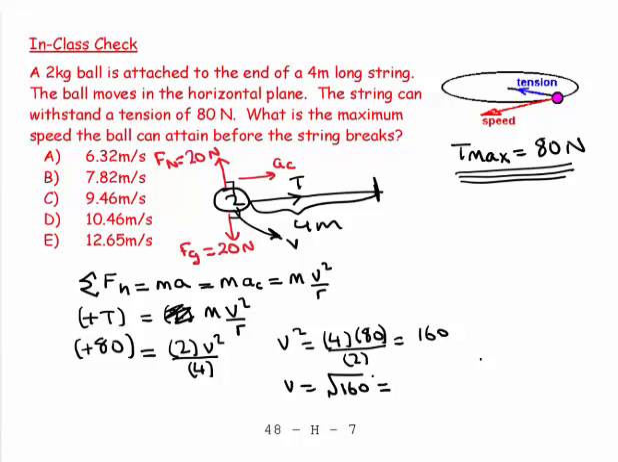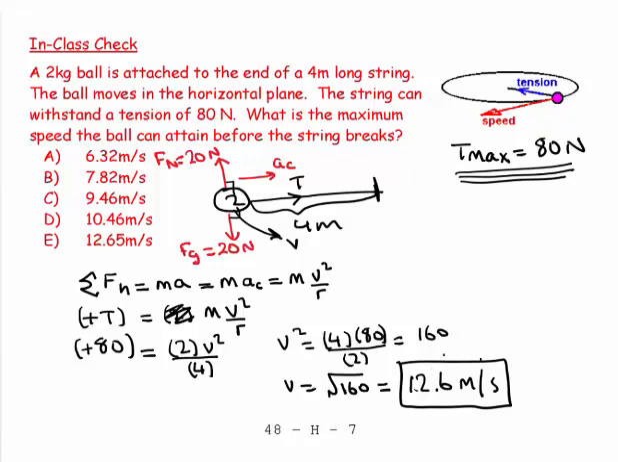Let me get my calculator. So I say second square root 160. So this is going to be 12.6, so this equals 12.6 meters per second. 12.65 I've got down. Yep, 12.65 it is. So there we have it.